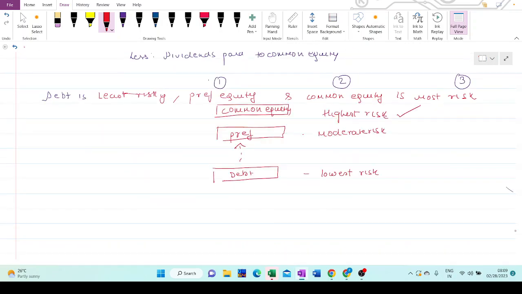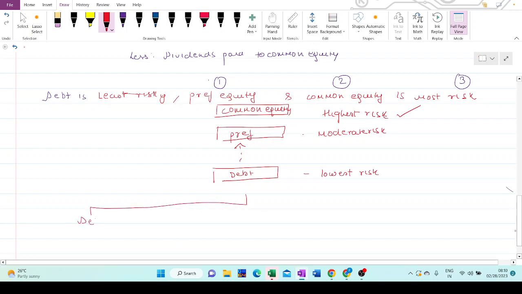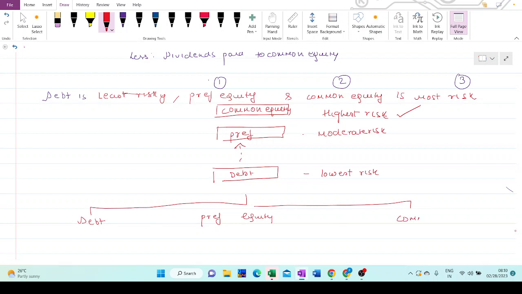So this is the broad idea with respect to debt, equity, and preferred equity. Right now, I'll tell you how to calculate the cost of debt, how to calculate the cost of equity, how to calculate the cost of preferred equity. Right. So we'll have debt, preferred equity, and lastly we have common equity.